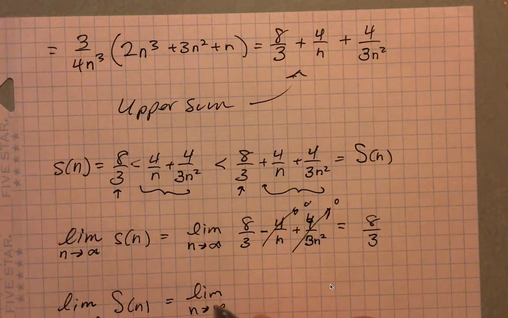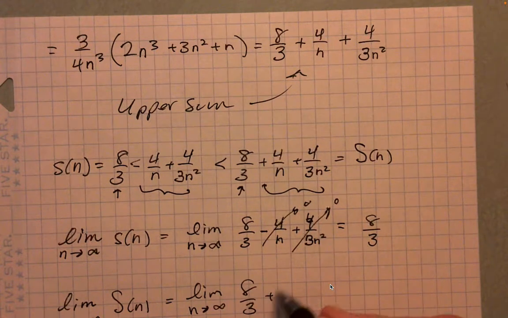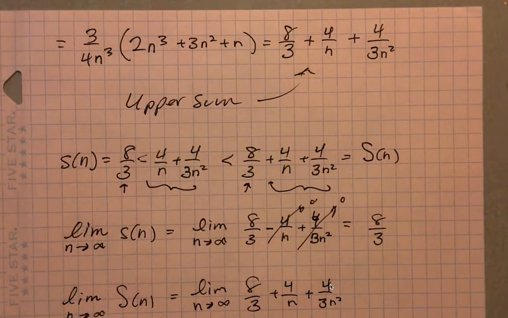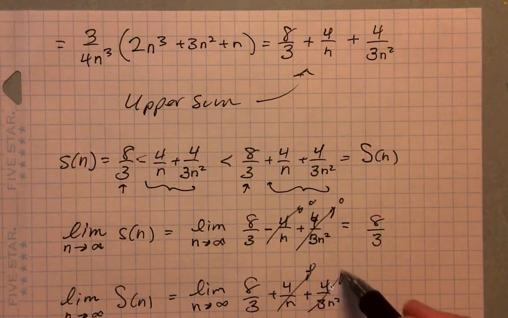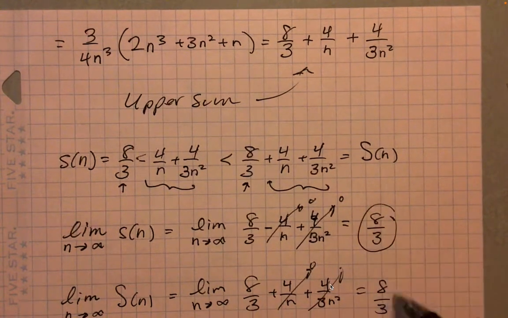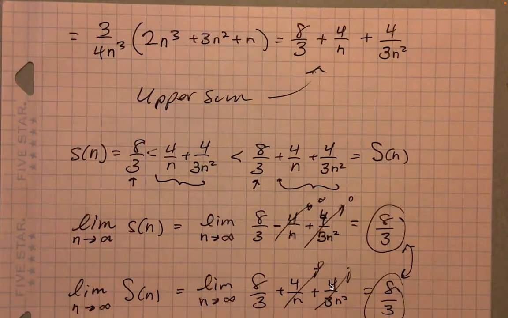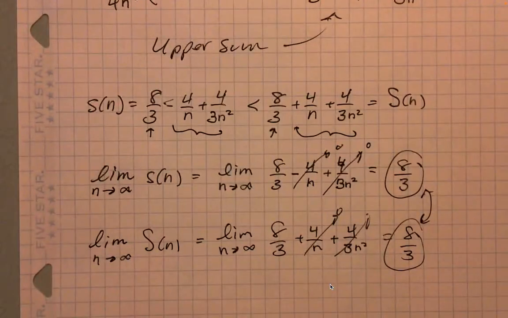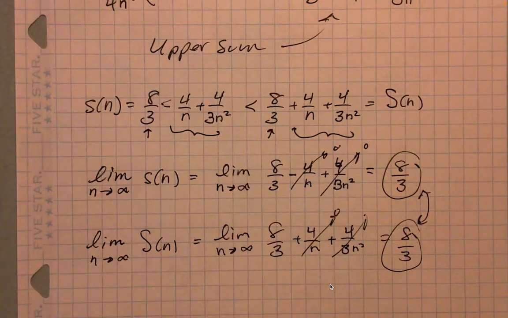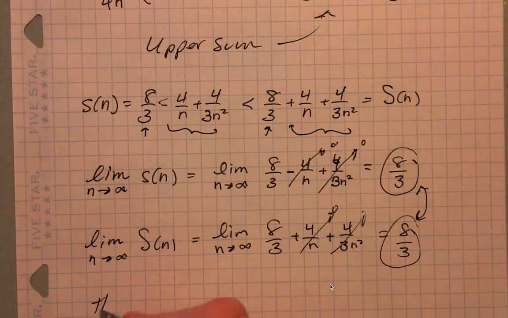Of course it's going to. Right? We can see that: 8/3 plus 4 over n plus 4 over 3n squared. Obviously, for the same reasons, this is going to 0, that's going to 0, and we get 8/3. And lo and behold, the upper and lower sums have the same limit, which means that it doesn't matter if you use the lower sum or the upper sum. As n gets larger and larger, the two values converge to one another. They are equal. And so that gives us a beautiful theorem that we can use here.